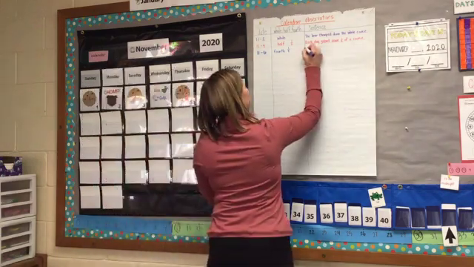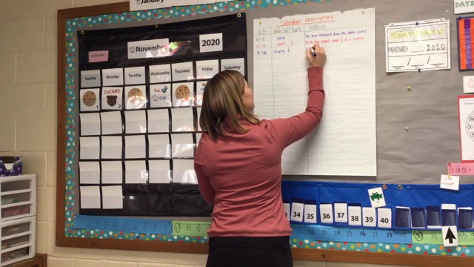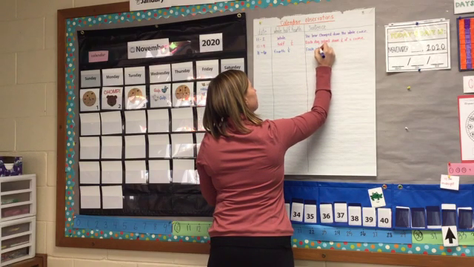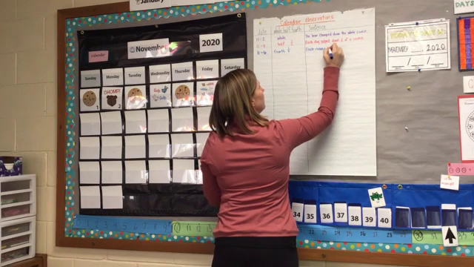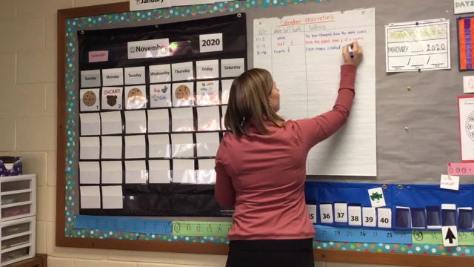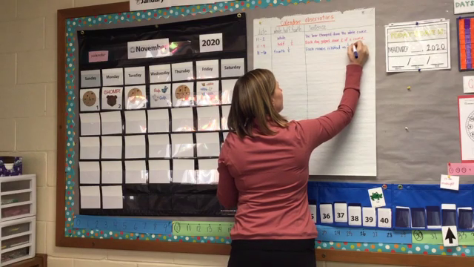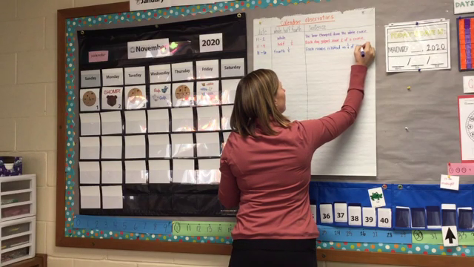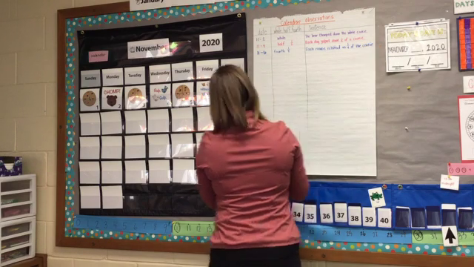So we could say each mouse nibbled on 1/4 of the cookie. All right.